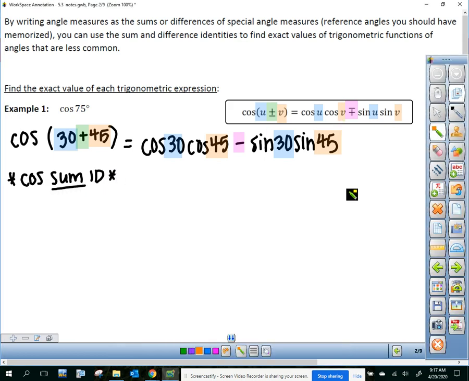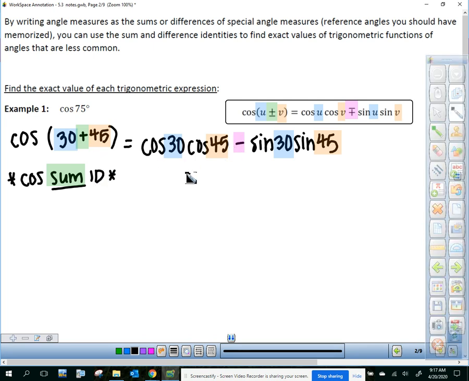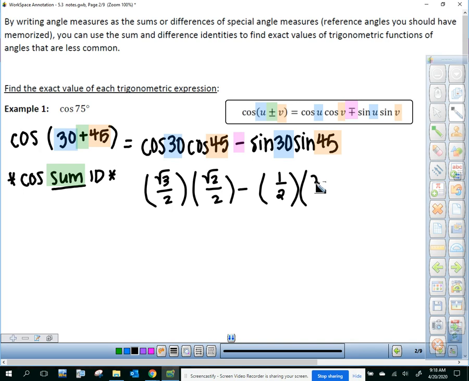Because in the condensed version here, you are finding the sum of 30 and 45. Even though expanded it says minus, this is the cosine sum identity. All right, so think about your unit circle, pull it out and look at it if you need to. Cosine at 30 degrees is root 3 over 2. Cosine at 45 degrees is root 2 over 2. Sine at 30 degrees is 1/2. And sine at 45 degrees is root 2 over 2.